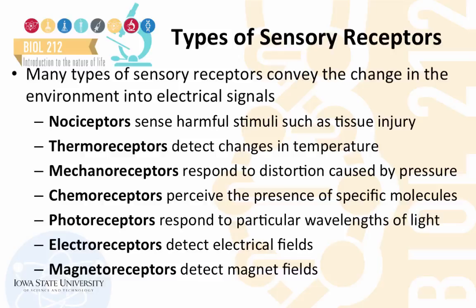Some of these types of receptors are nociceptors, which sense harmful stimuli such as tissue injury; thermoreceptors, which detect changes in temperature; mechanoreceptors, which detect distortion caused by pressure; chemoreceptors, which perceive the presence of specific molecules; photoreceptors, which respond to particular wavelengths of light; electroreceptors, which detect electrical fields; and magnetoreceptors, which detect magnetic fields.